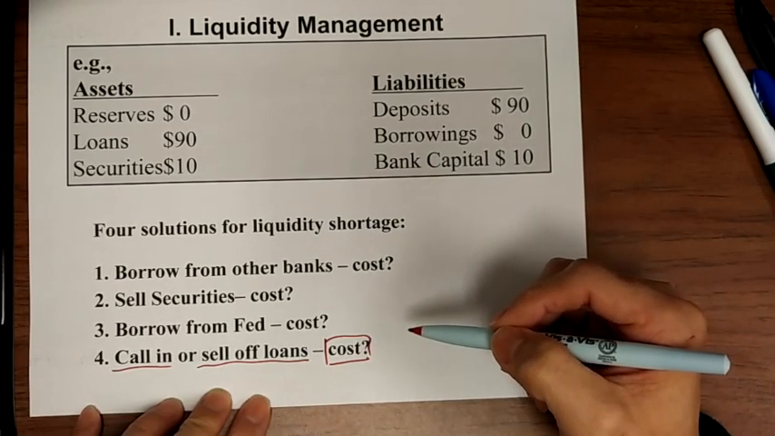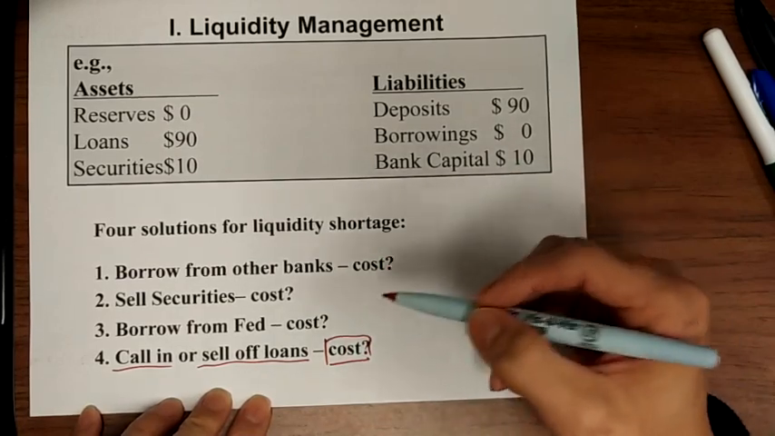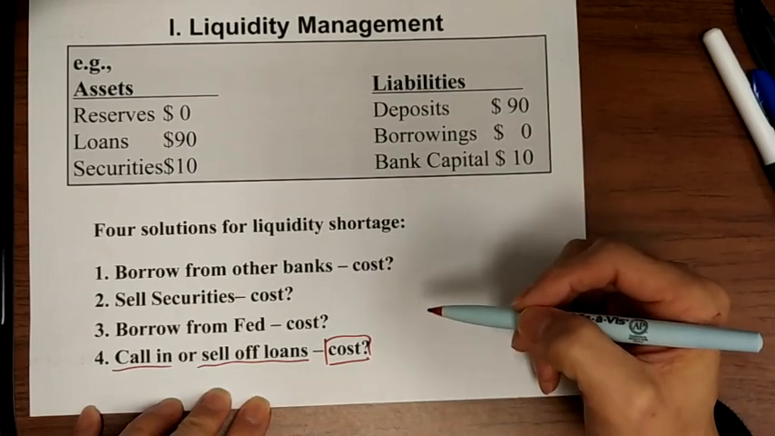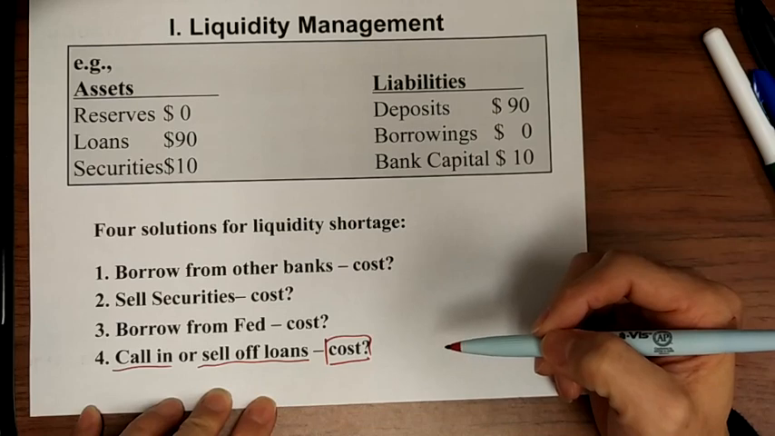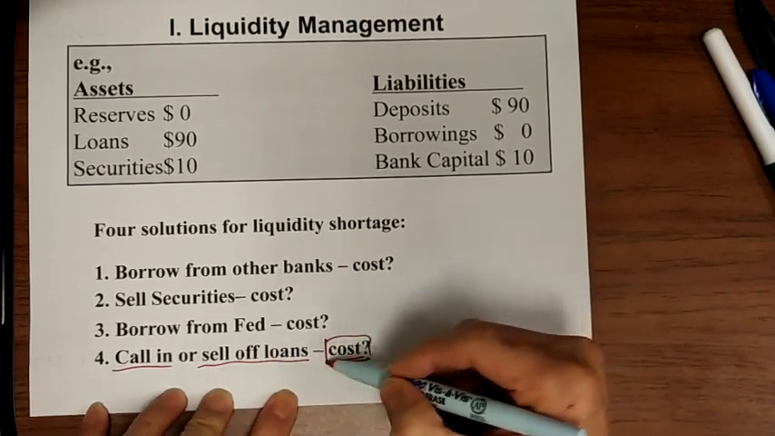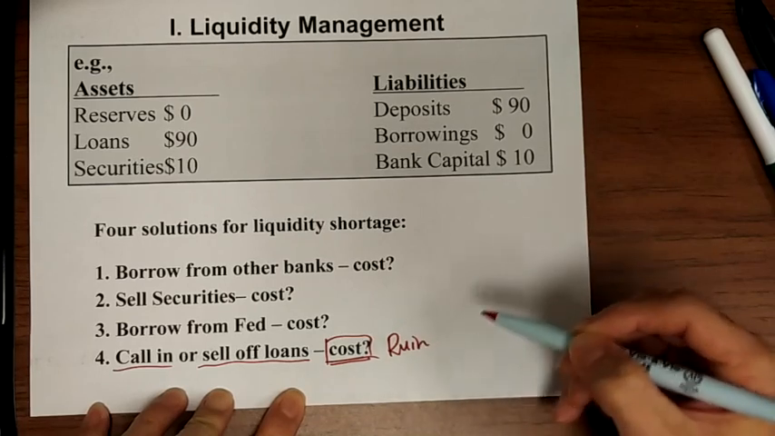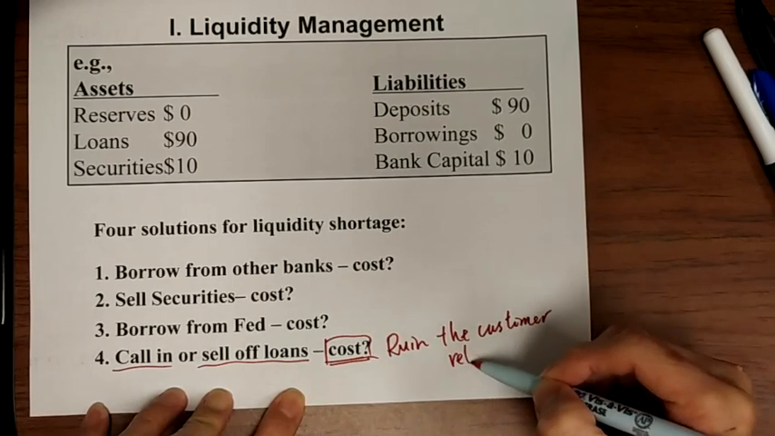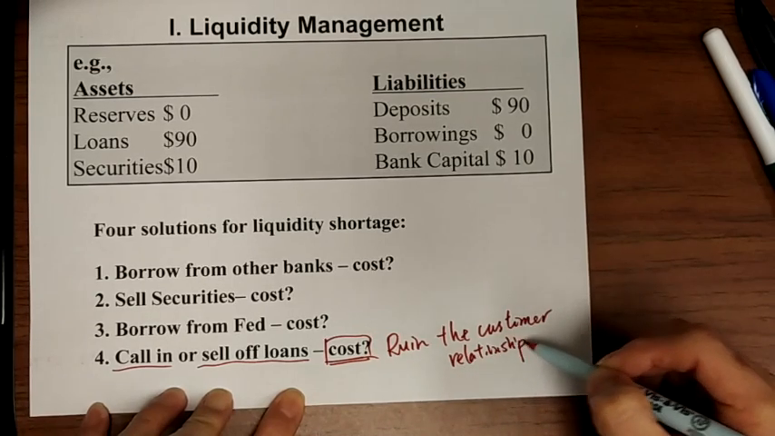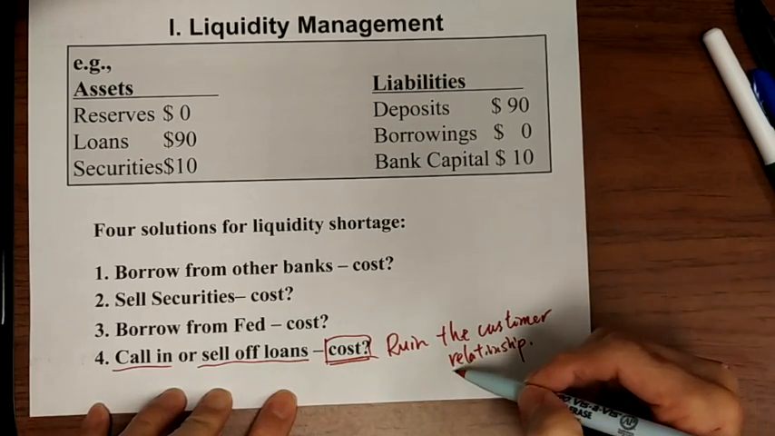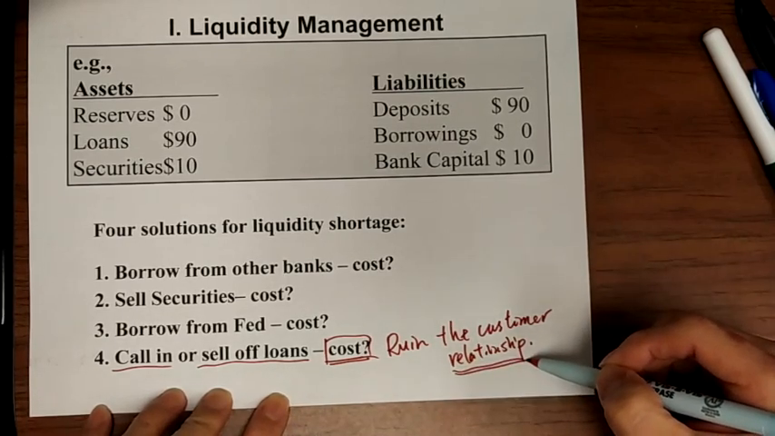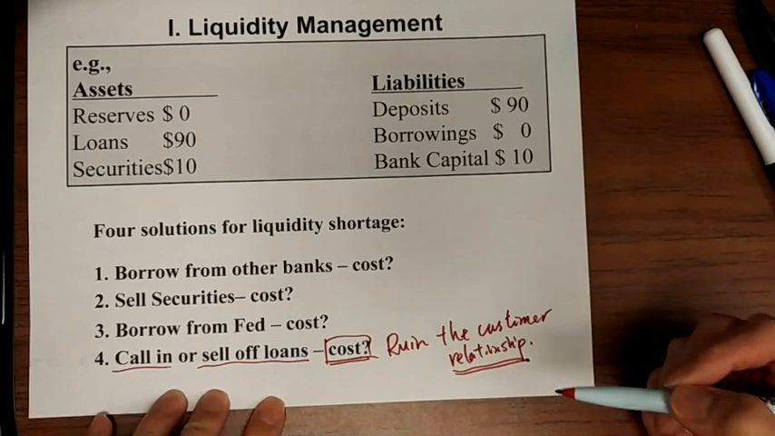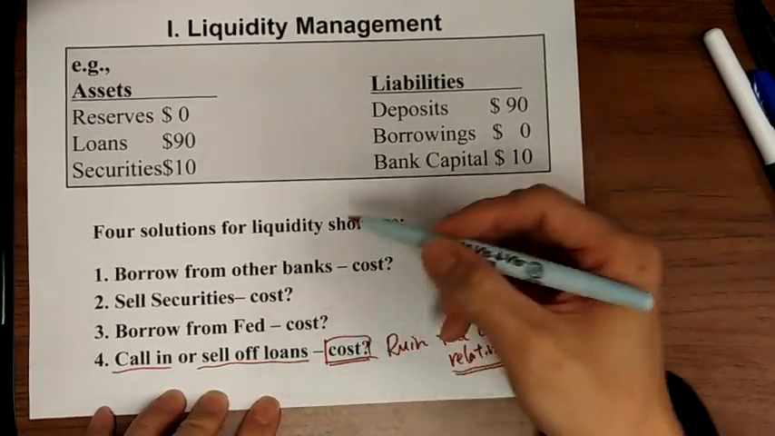But now, if the bank just calls you and says, sorry, we want to call back your loan. You have to pay off your mortgage now. Are you happy? No, you are not happy. Therefore, what is the cost of this solution? It ruins the customer relationship. They ruin the relationship that they spent a lot of money and effort to build. Therefore, this is not a good solution. However, this is one of the solutions.